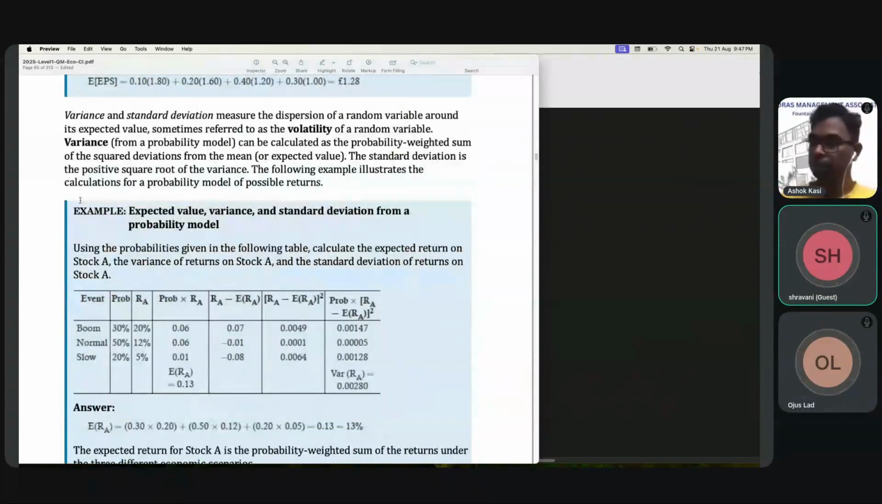Then variance, this is another formula, can be calculated as a probability weighted sum of the squared deviations from the mean. What does this mean now? We'll see.